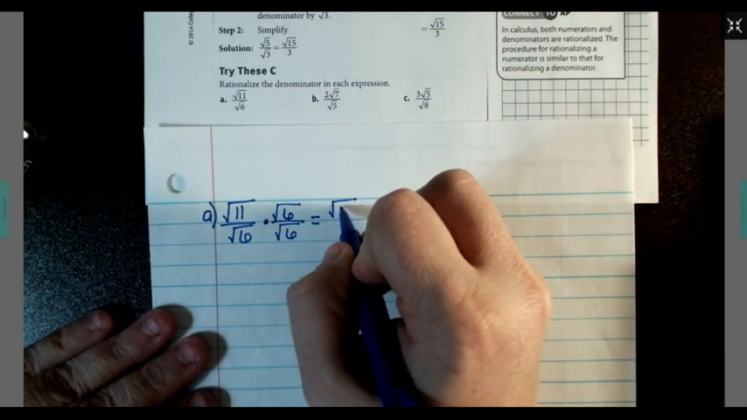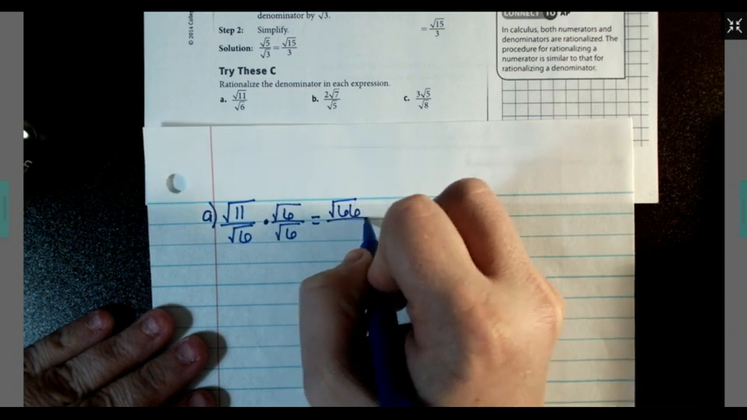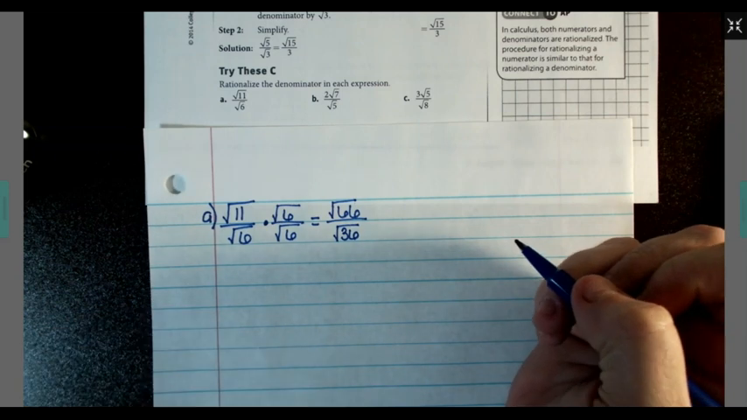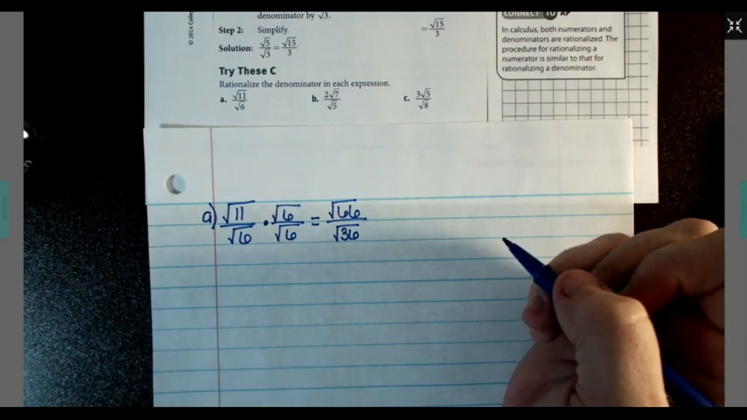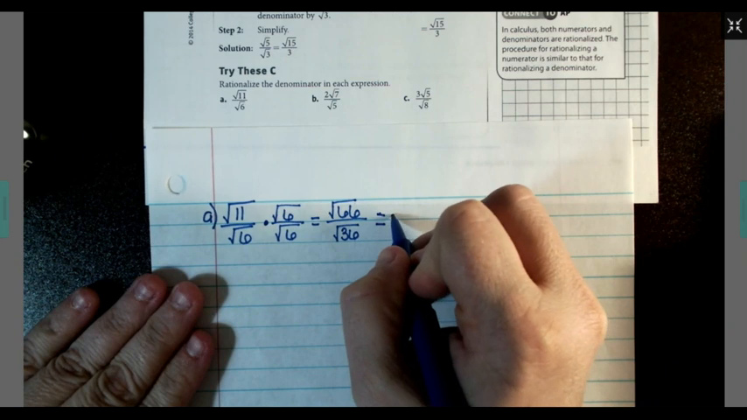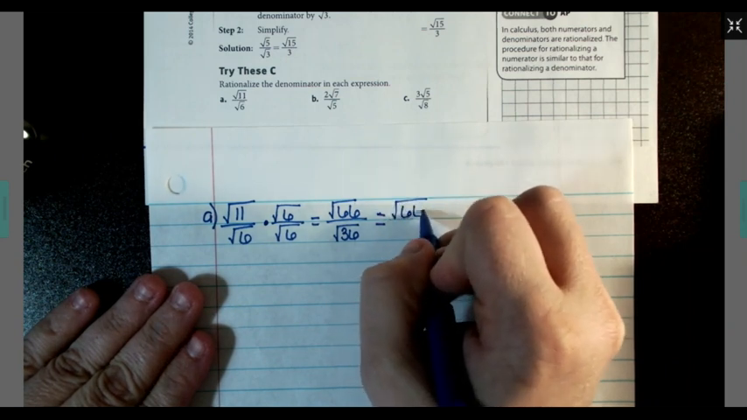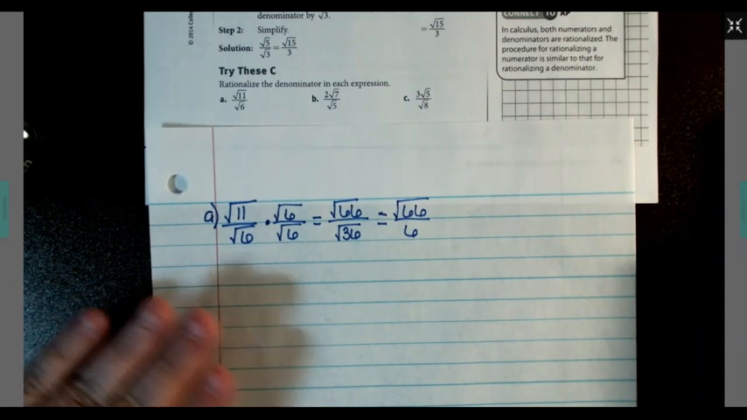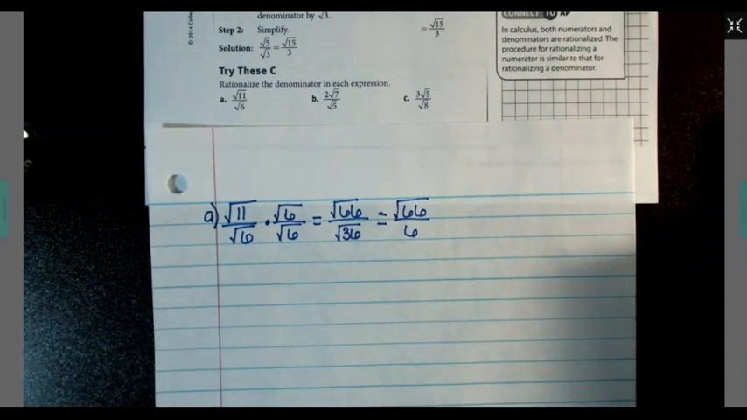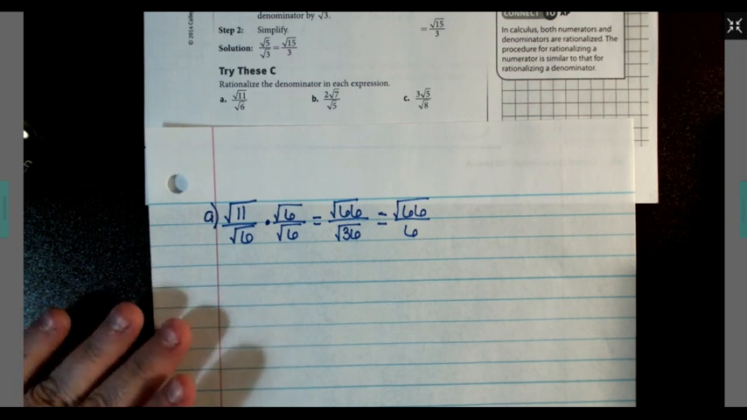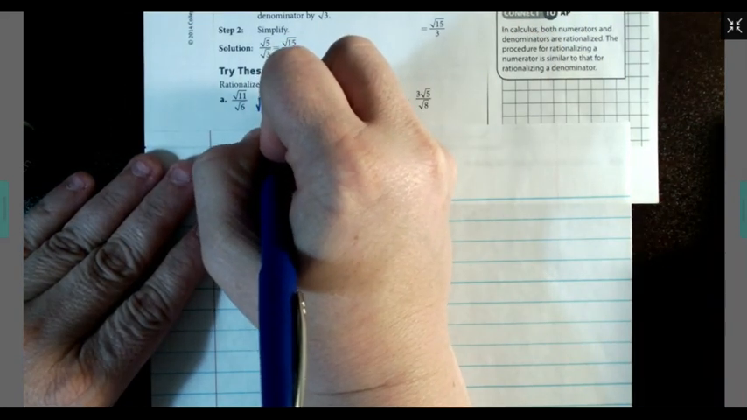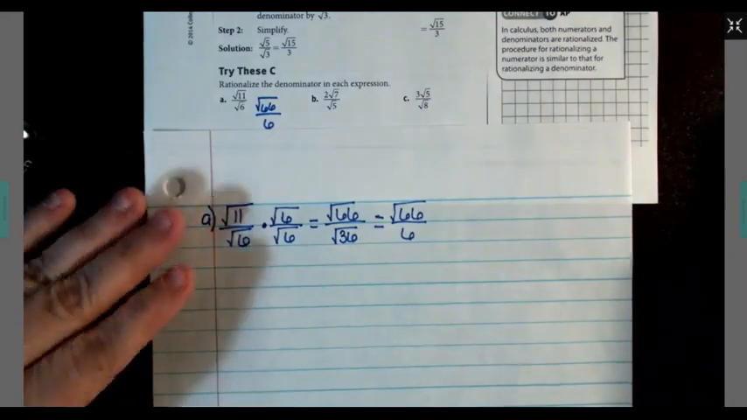That makes this the square root of 66 in the numerator position, but the square root of 36 in the denominator. Well, can anybody simplify the square root of 36? It's simply 6. So I have the square root of 66 over 6. Notice I do not have a radical anymore in my denominator. I have rationalized. Square root of 66 over 6.